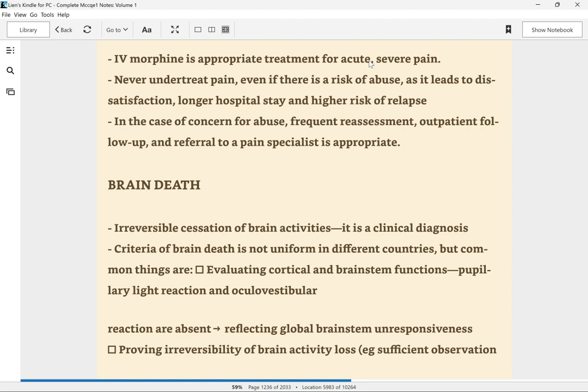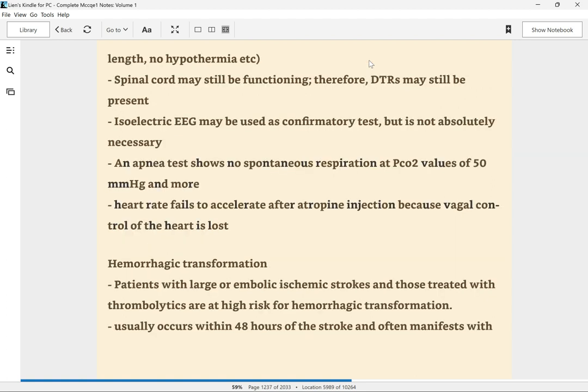Brain death: irreversible cessation of brain activities. It is a clinical diagnosis. Criteria of brain death are not uniform in different countries, but common things are: evaluating cortical and brainstem functions; pupillary light reaction and oculovestibular reaction are absent, reflecting global brainstem unresponsiveness; proving irreversibility of brain activity loss, e.g. sufficient observation length, no hypothermia, etc.